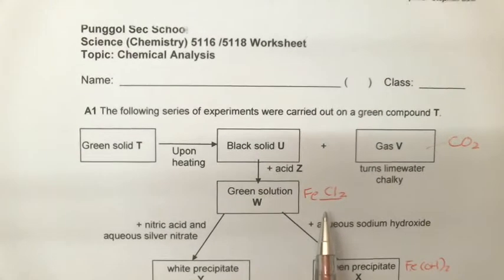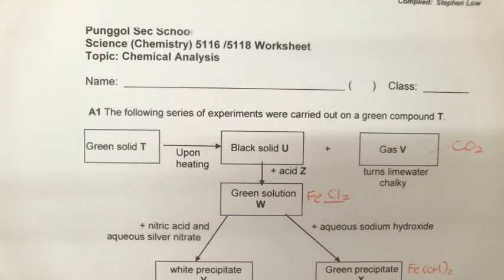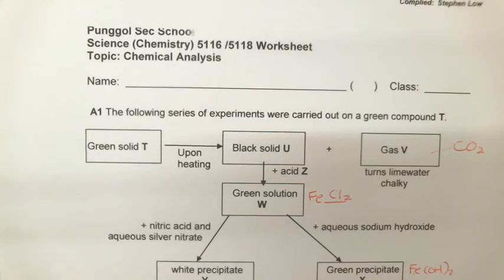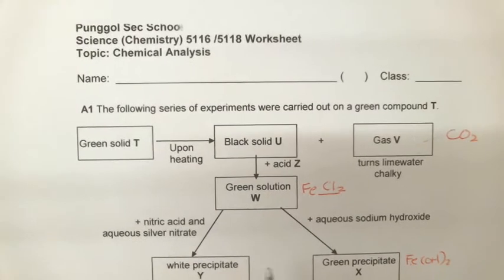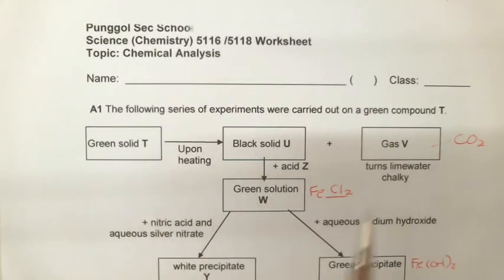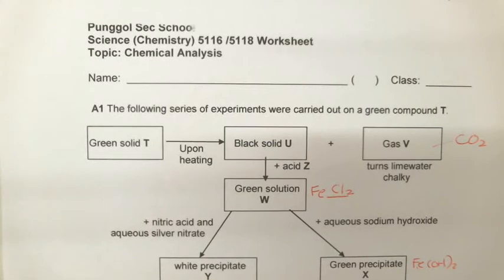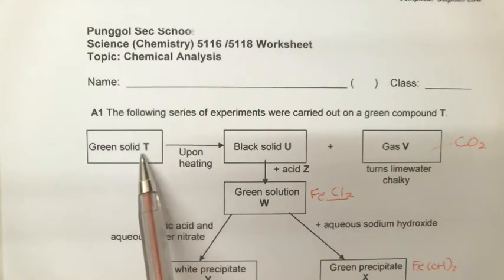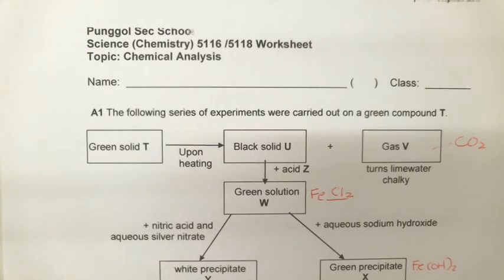Then we go to another simple part of this whole question. Now you see that this green solid T, upon strong heating, it gives you a black solid U, as well as carbon dioxide gas. We stop and think for a while, what is it that could give us carbon dioxide gas? Now, if your chemistry theory is okay, you will know that when we heat a carbonate or a bicarbonate, we get carbon dioxide gas.